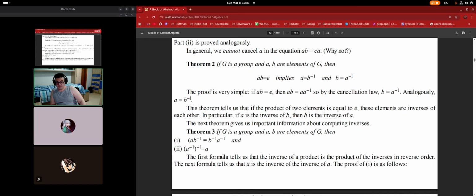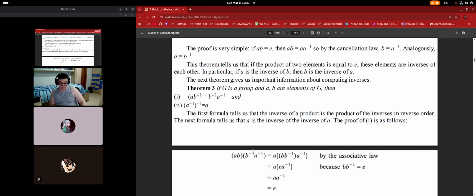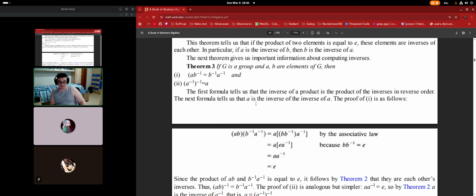So if you have AB and you take the inverse of their product, that is equal to the inverse of each of the elements in reverse order. And the inverse of the inverse is equal to itself. So the first formula tells us the inverse of a product is the product of the inverses in reverse order. The next formula tells us that A is the inverse of its inverse.